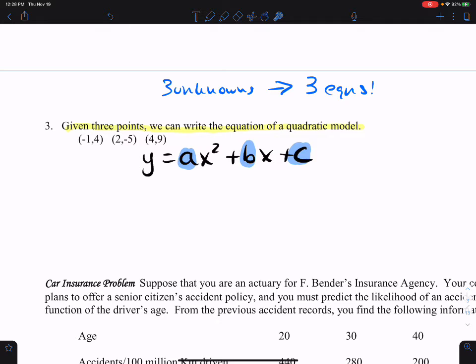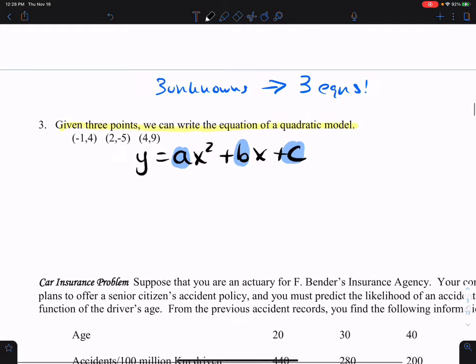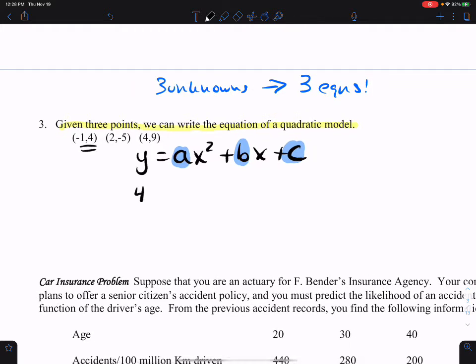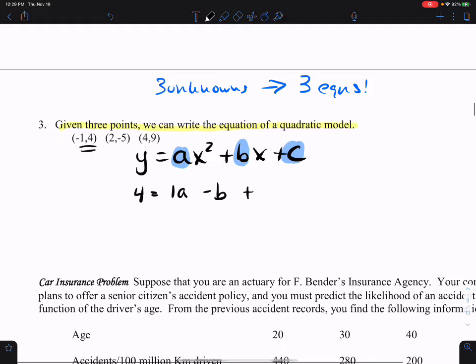So what we should notice is we're going to plug these points in to come up with a system of equations. For instance, the y value will be 4 if the x value was -1. So if I plugged in -1 for x, that would just be 1 times a. And then that'd be negative b, which I can just write as minus b. And then plugging in -1 for x wouldn't change the value of c, so I'd just say plus c.